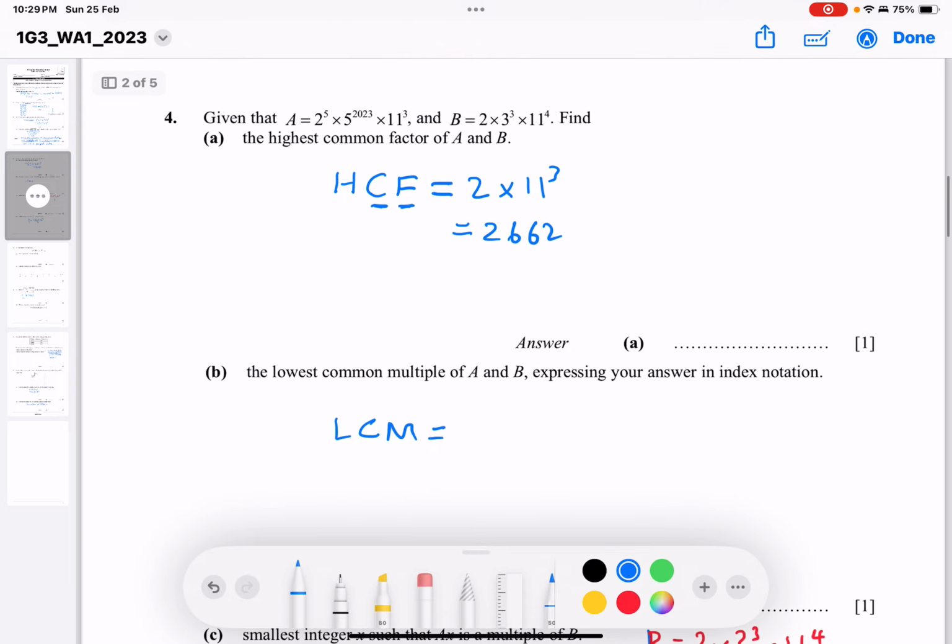Next, we want to find the LCM, which is a bigger number, bigger than A and B. Therefore, we have to consider the higher power of both numbers. The higher power of 2 is 2 to the power of 5. And then we look at 3. The higher power of 3 is there's only 1. And then the higher power of 5, 2023, and the higher power of 11.